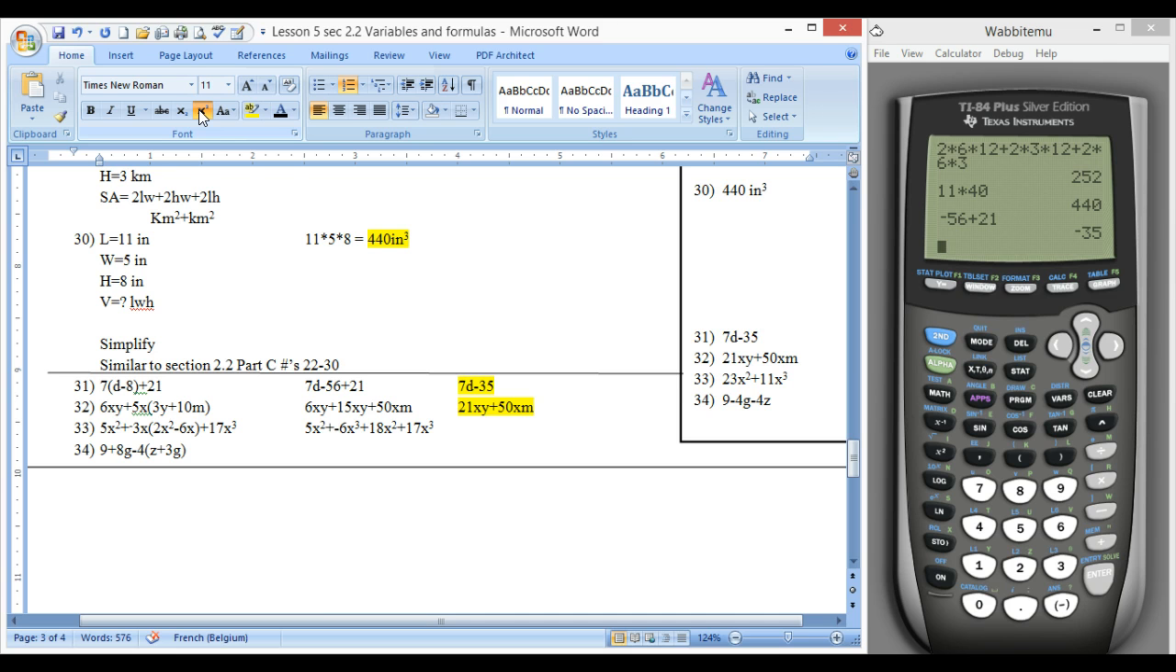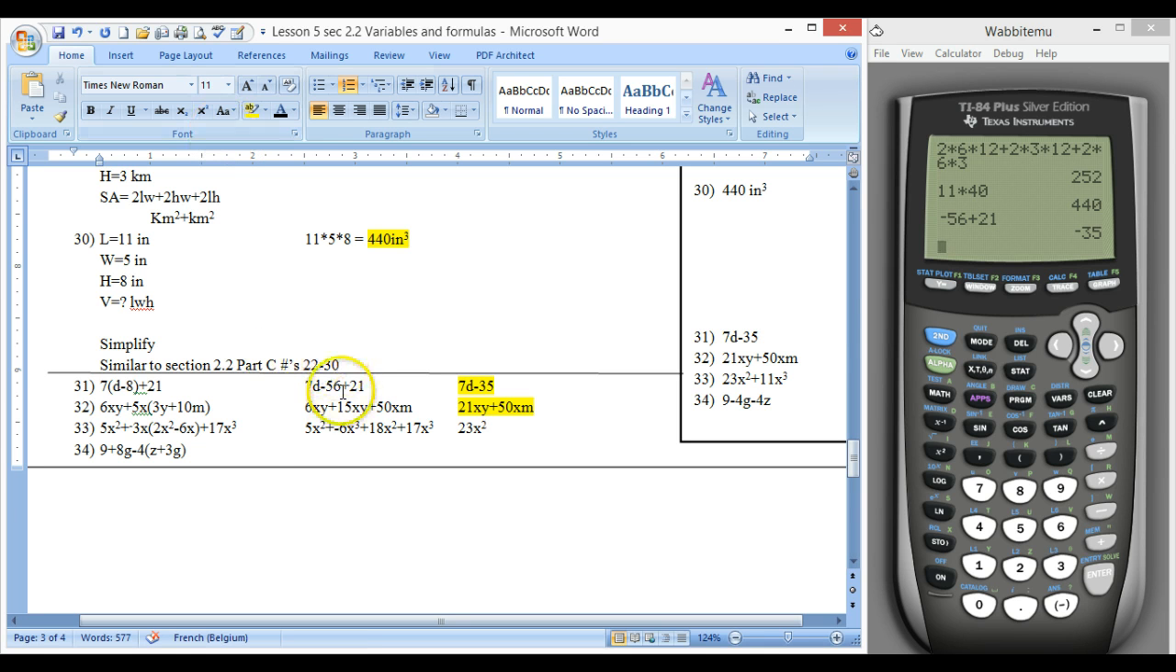Okay, now I look at it and see, can I combine anything to simplify it further? In this case, I can. I have 5x squared and 18x squared. Those are like terms. 5 plus 18 gives me 23. Oops, I don't want to be in a superscript. There we go, 23x squared. Click out of my superscript.